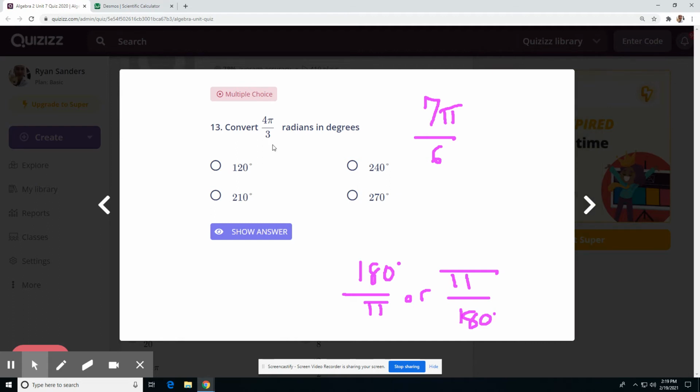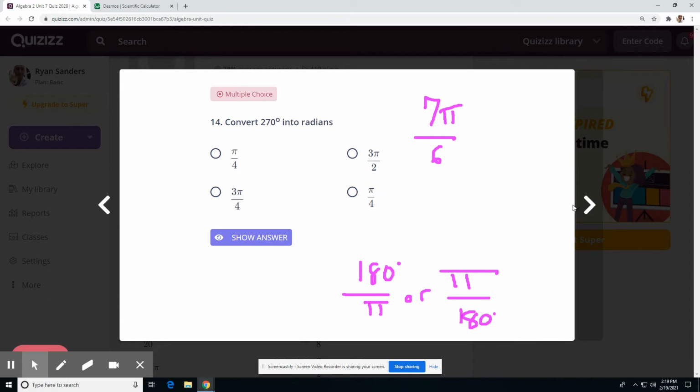Same idea. Pick whichever one you want pi's to cancel. Same thing. In this case, you want the degrees to cancel. So you want the degrees to be on the bottom. So the degree unit cancels and you're left with pi.